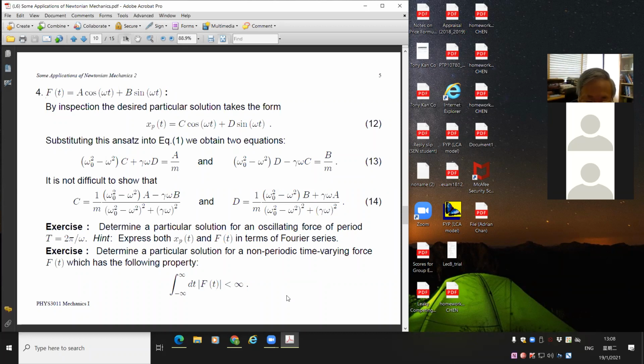Just curious, have you studied Fourier transform before? No, that's fine. Forget it for the time being. I think Professor Ching will teach you about Fourier transform. It's not a requirement for this course. Somehow I just want to tell you that even a non-periodic time-varying force can be handled if it has these particular properties. Okay, it can be done by Fourier transform.